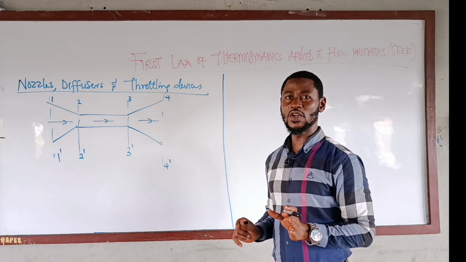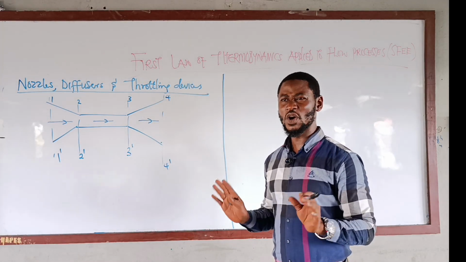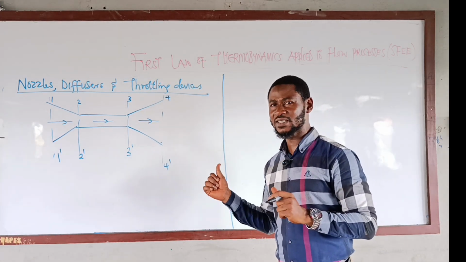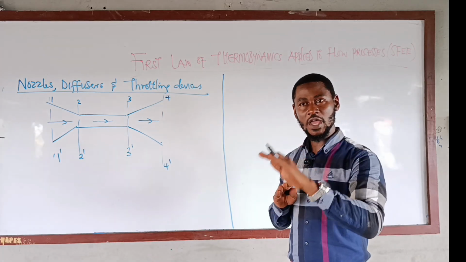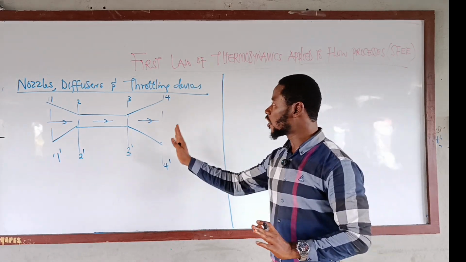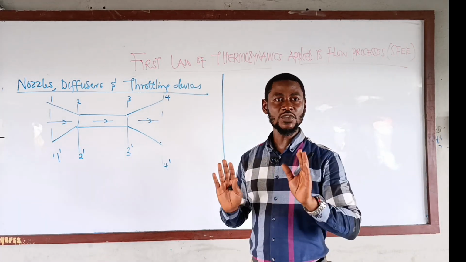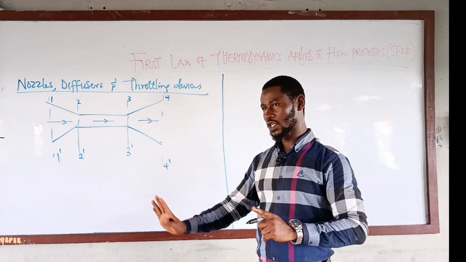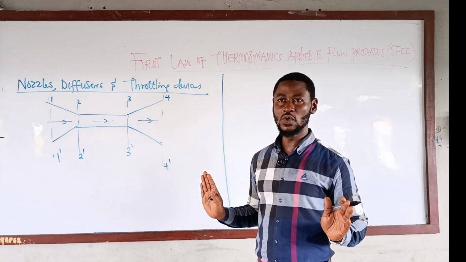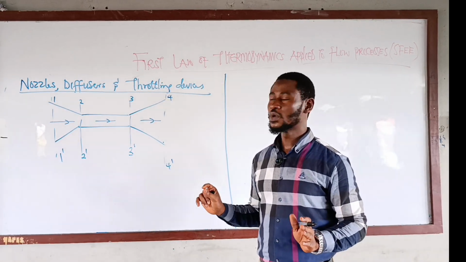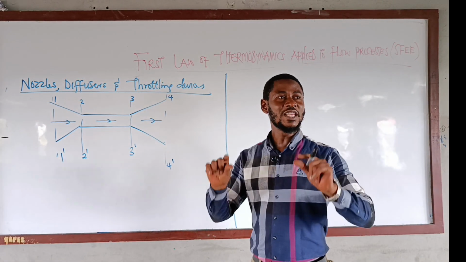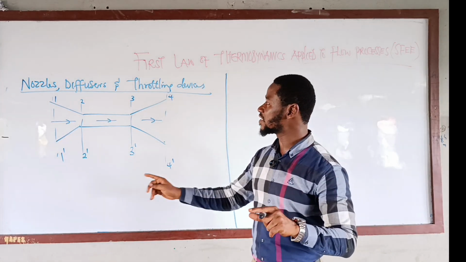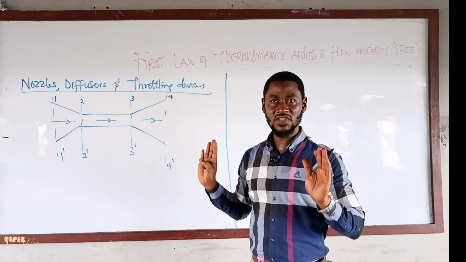So what is the definition of a nozzle? A nozzle is a steady operating device whose purpose is to increase the velocity at the outlet at the expense of a pressure drop. A diffuser's function is to increase the pressure at the expense of what? Low velocity, a lower speed of the working fluid. The throttling device has a uniform diameter, which means state 2 is the same thing as state 3.